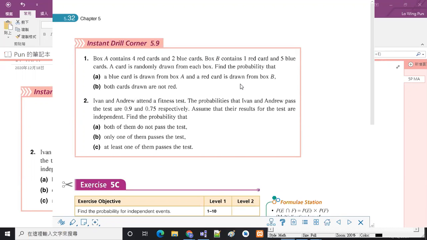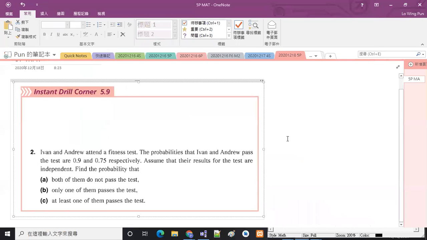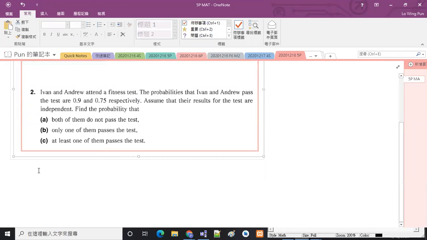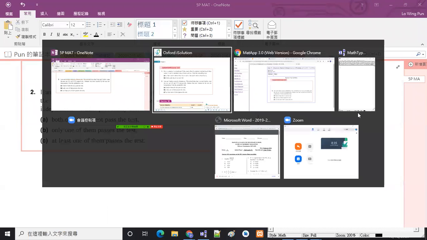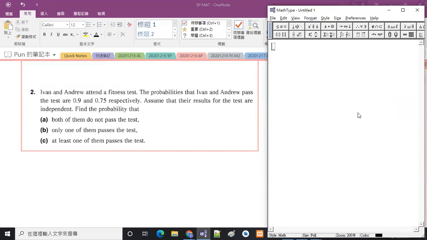Ivan and Andrew attend a fitness test. The probabilities that Ivan and Andrew pass the test are 0.9 and 0.75 respectively. When I do this myself, the first thing I usually do is write down what these two probabilities represent. So what is represented by 0.9 is the probability that Ivan passed the test, which is equal to 0.9.